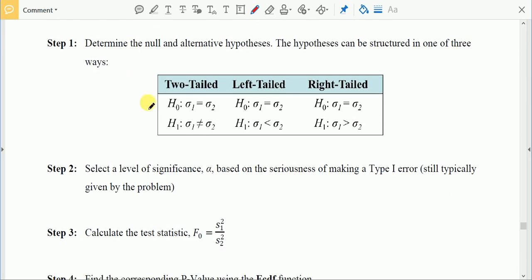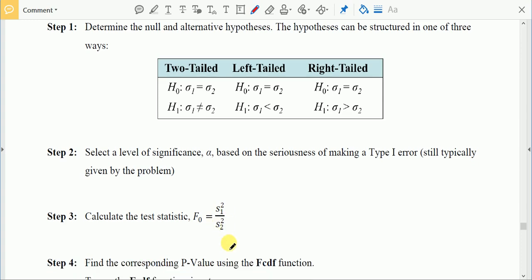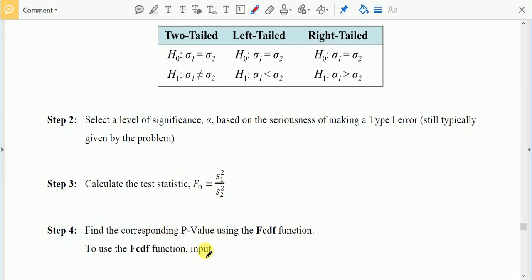After you have the null and alternative hypothesis, we have to calculate the test statistic. In this case, it's the Fisher or F statistic, which is the ratio of the sample variance of the first one to the second one. After that, we will find the corresponding p-value using the FCDF. It's not TCDF, which is for the T distribution. It's not T, and not chi-square. This is the FCDF function.